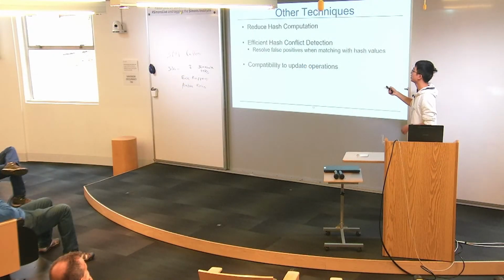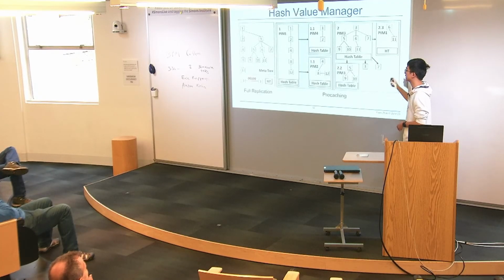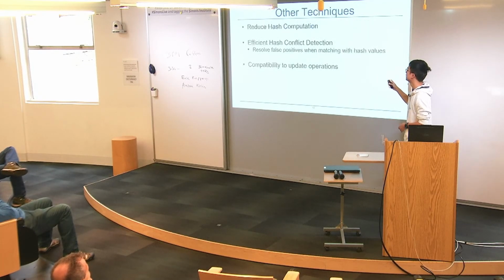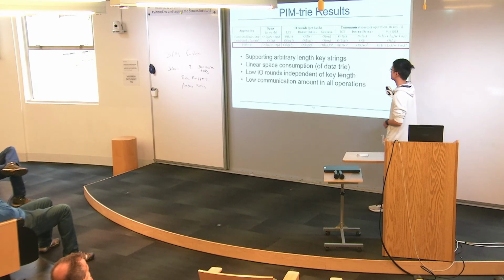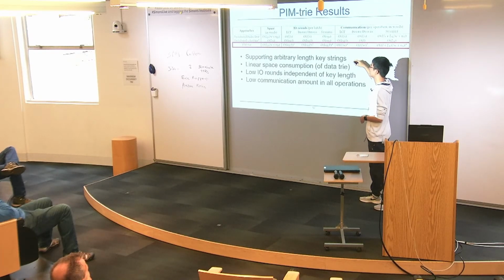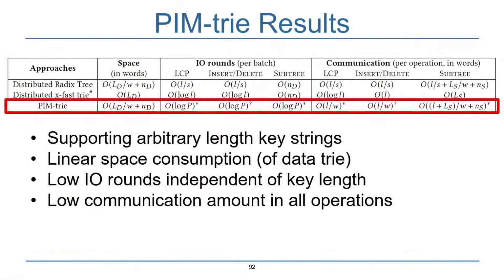And the other techniques, like how can we reduce the hash computation? How can we detect hash conflicts? Because we rely a lot on these hash values. And how to do updates is not covered here. We have quite good results. We support arbitrary length key strings. We still have linear space consumption. We have low I/O bounds that are independent of key length, especially in the rounds. And yeah, low I/O rounds and low communication amount. It's on the right side.